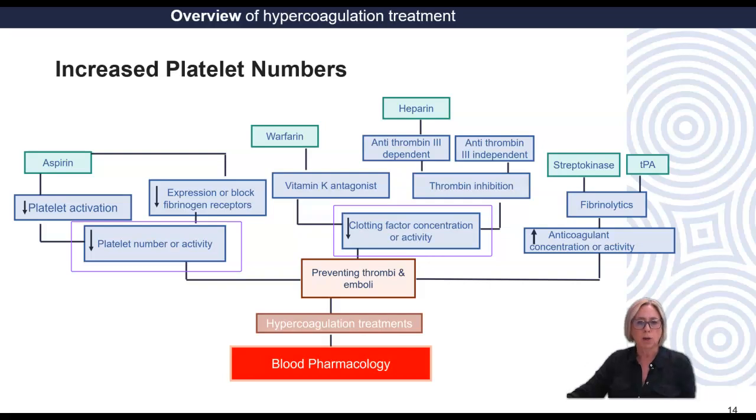We will also talk about these other antithrombin 3 independent drugs as well. And then the third main way is by increasing the anticoagulant concentration or activity. And this is through the use of these fibrinolytics. And so these fibrinolytics are dissolving clots. And we're going to talk about streptokinase and this tissue plasminogen activator.